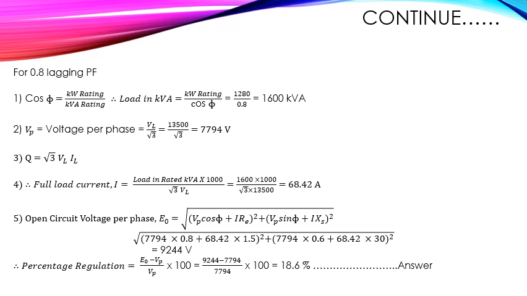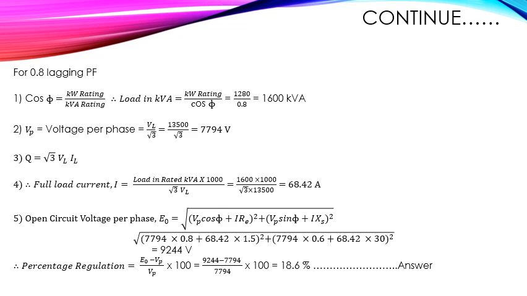So by putting the cos phi as 0.8 and taking the kilowatt rating as 1280, we can calculate the load in kVA as 1280 by 0.8, which is equal to 1600 kVA. Then voltage per phase by taking the ratio of 13,500 by root 3 is 7794 volts. Then full load current I is equal to the rated kVA that we have calculated, that is 1600, multiplied by 1000 divided by root 3 into 13,500 volt, that is the line voltage.